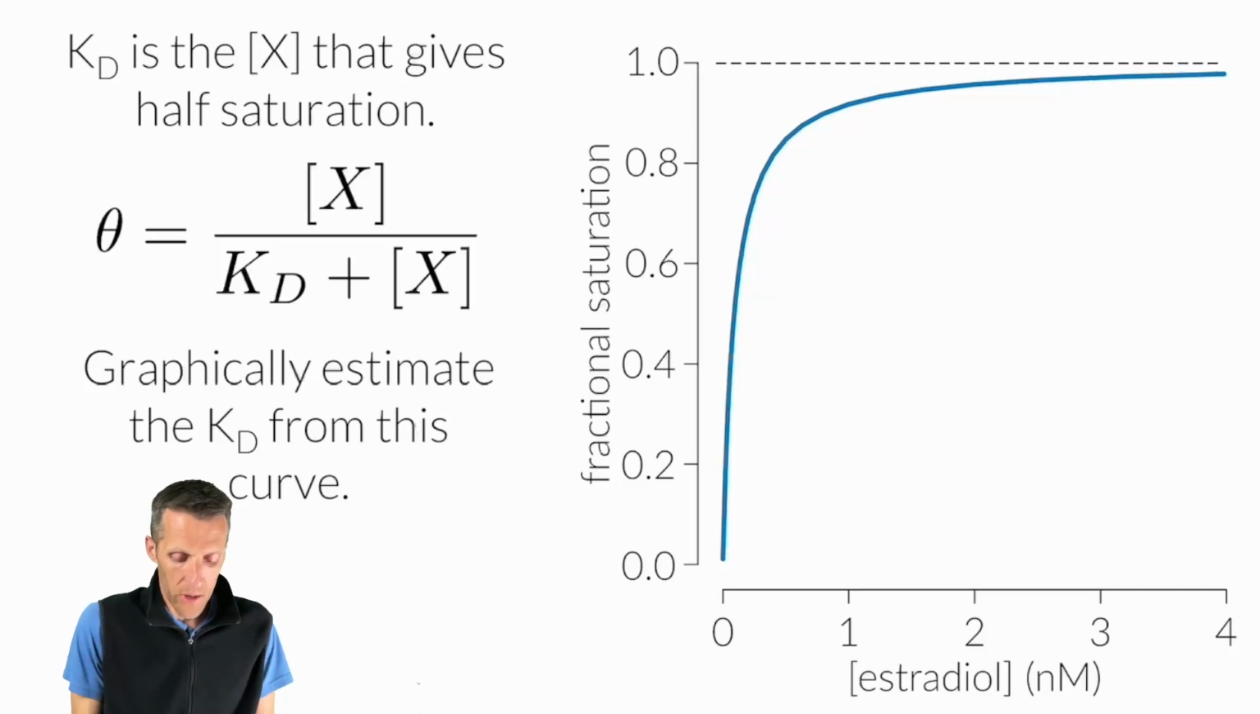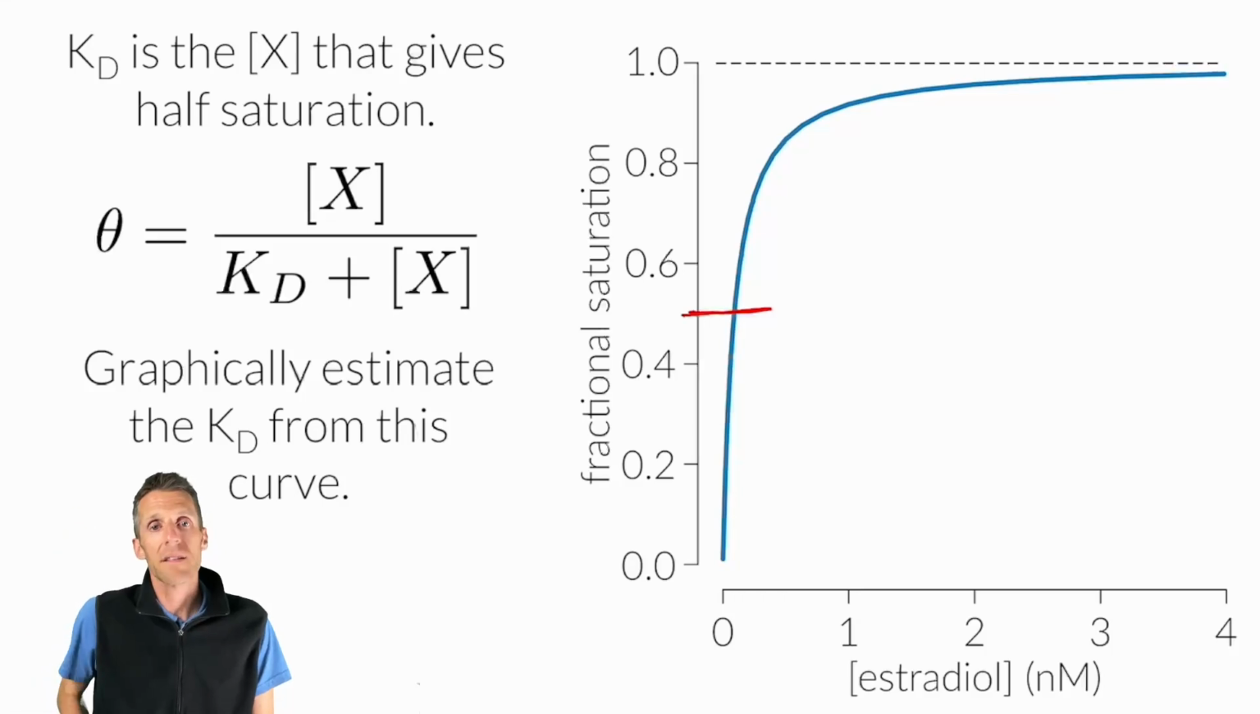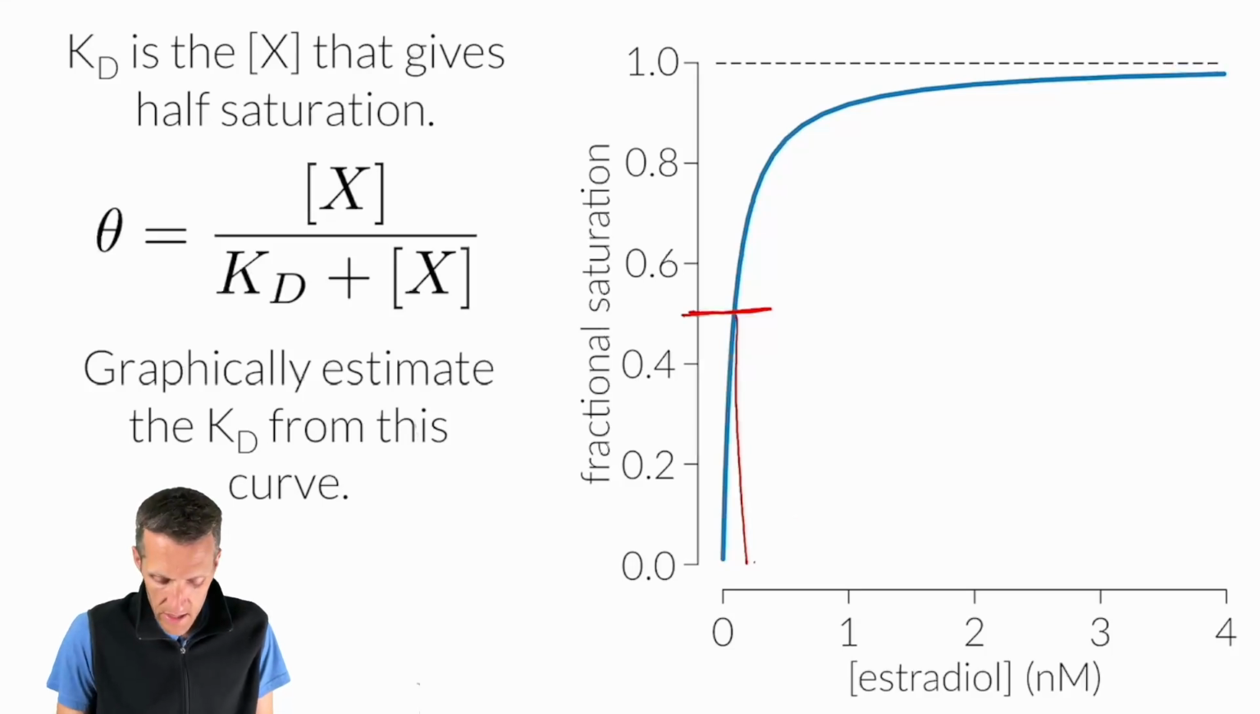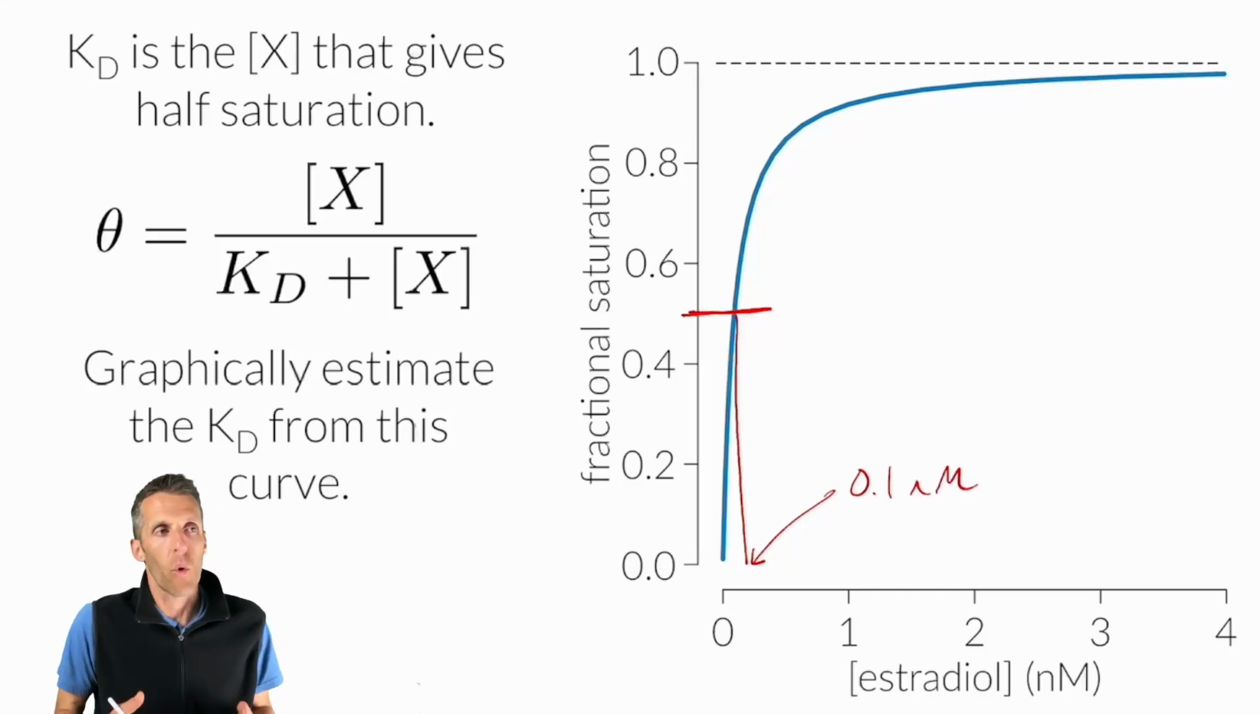Unpause. So the way you go about this is you draw a line that hits the y-axis at 0.5. Then you drop that line down to the x-axis and say, where did I hit? It's a little difficult on this curve to be very precise because there's not a lot of lines, but this turns out to be 0.1 nanomolar. At 0.1 nanomolar, we are at the half saturation point. So that is our KD. Okay, cool.